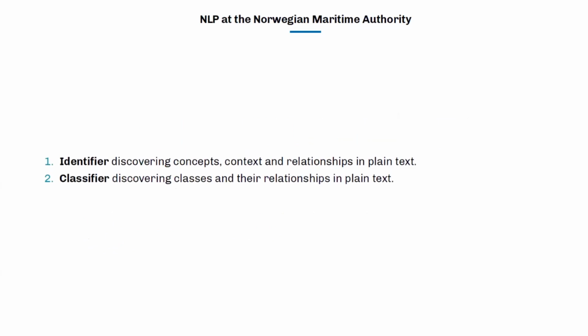And the NLP module can be divided into two different areas. The first one is the identifier, which is discovering concepts, context, and relationships in plain text, the regulations. And the identifier will find so-called legal scopes in the regulations. I'm coming back to what a legal scope is in a minute. And then we also have a classifier that is discovering terms in text and classifying them.